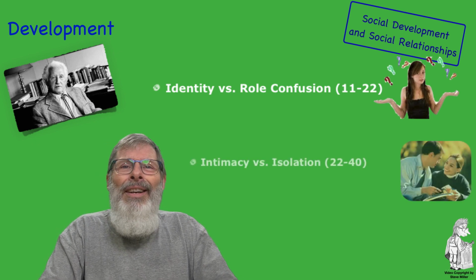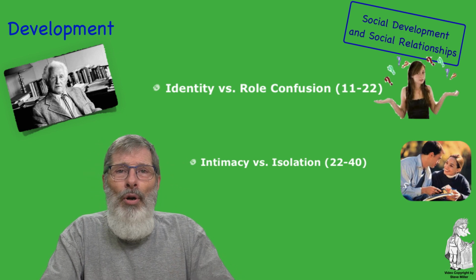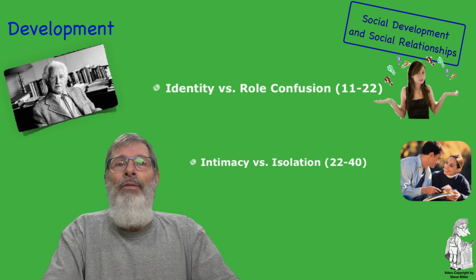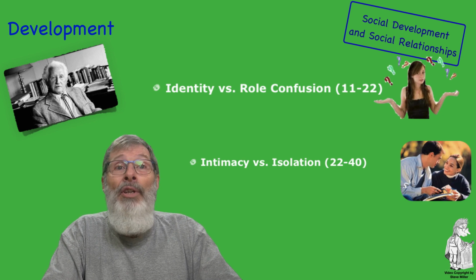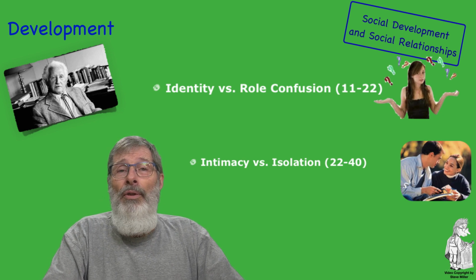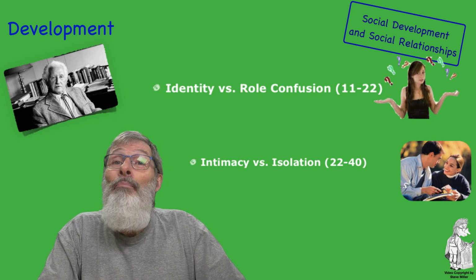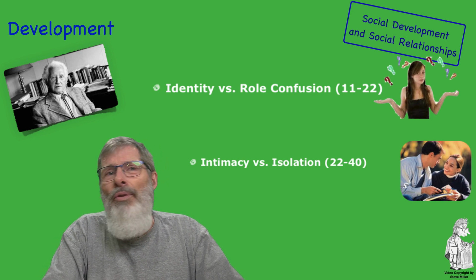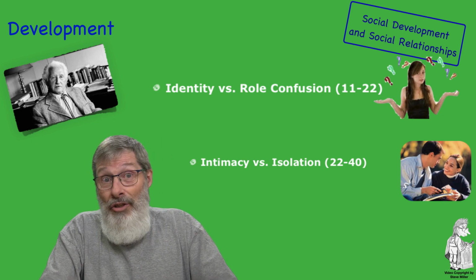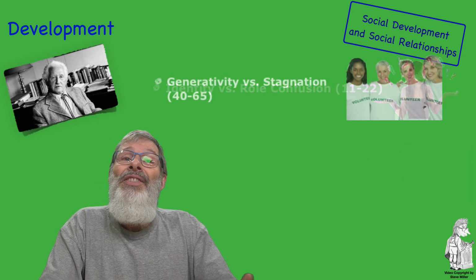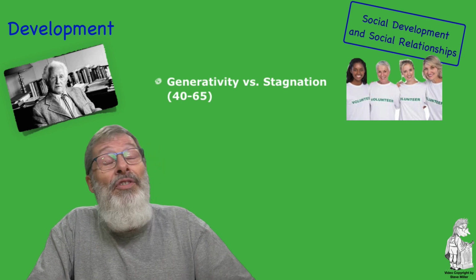Stage 6, intimacy versus isolation. Now, Erikson proposed that young adults enter a stage of intimacy versus isolation. This is marked by the establishment of intimate relationships. The ability to share, care for, commit themselves to another person. Without this, isolation and being unsure of oneself. Stage 7, this is generativity versus stagnation.